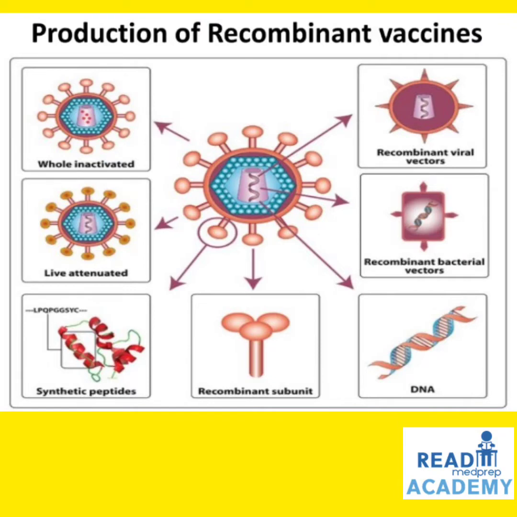Recombinant subunits can be used as vaccines. Recombinant viral vectors can be used. Recombinant bacterial vectors or DNA itself can be used directly as a vaccine.